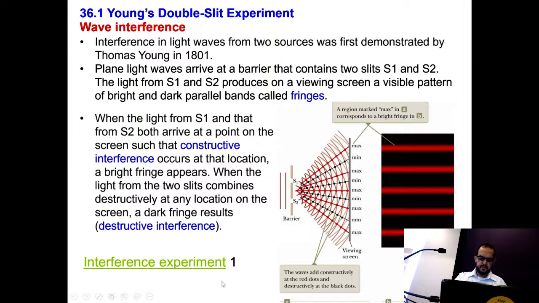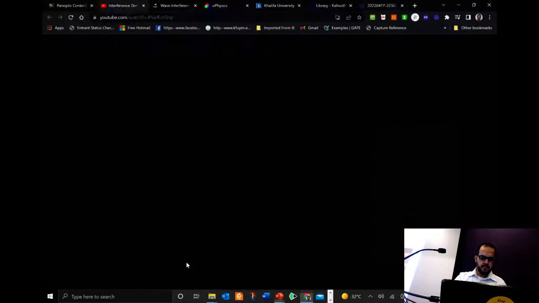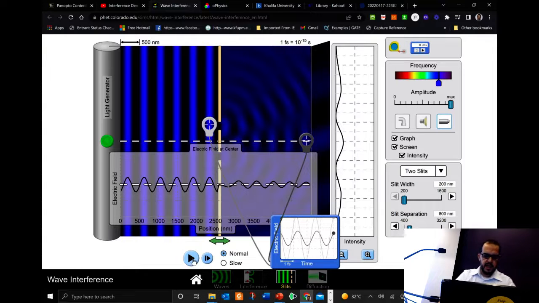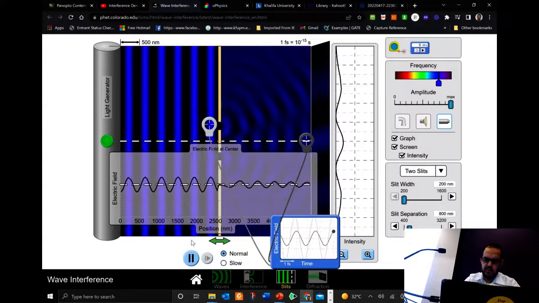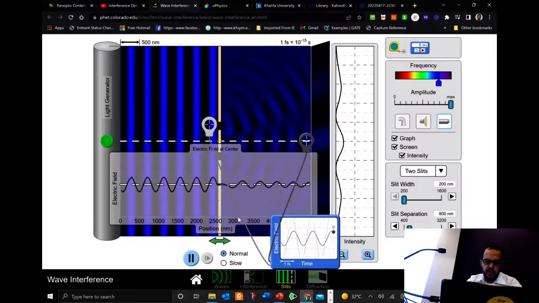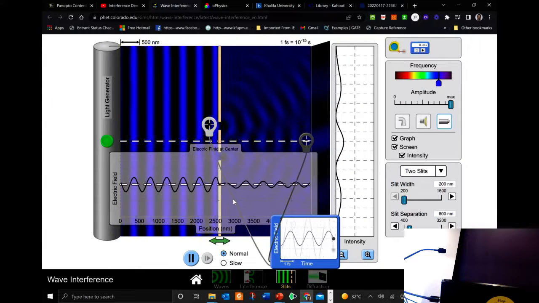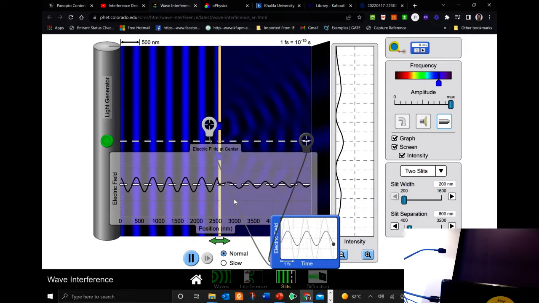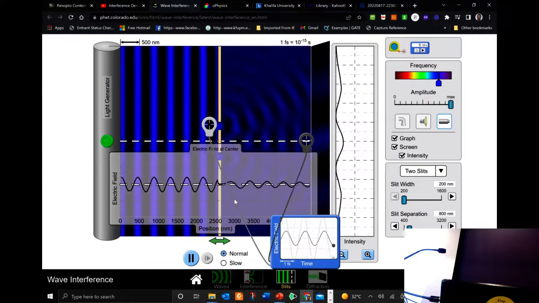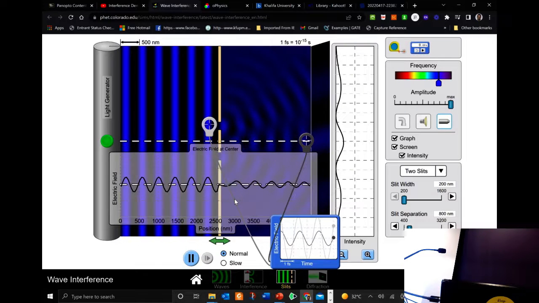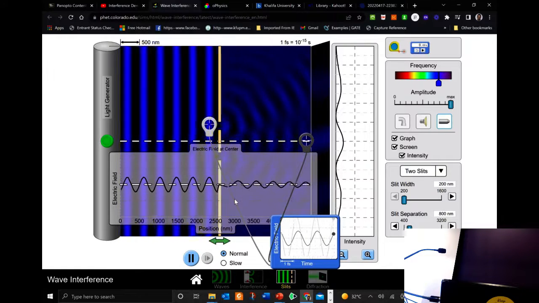So let's see here. Here we are illustrating this. Let me run this simulation here. Here we have a laser source. You can control the wavelength. You can use blue laser, green, or whatever frequency. You can also control the amplitude of the light. These are the two slits.